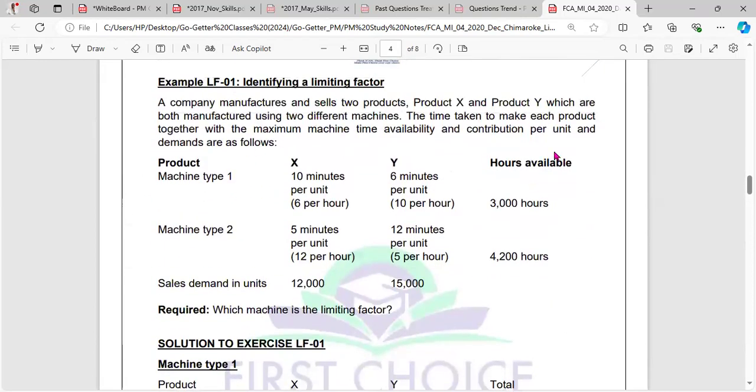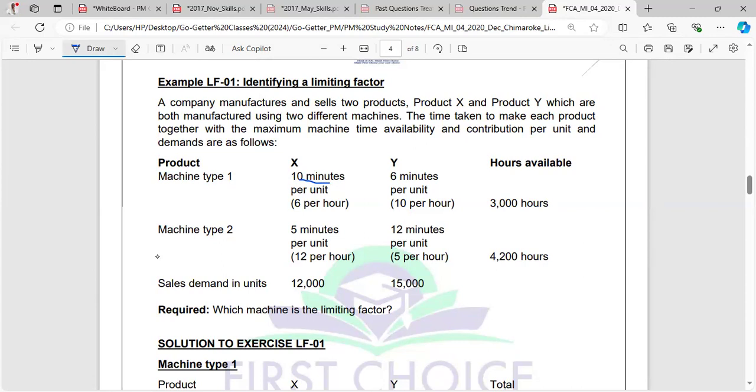A company manufactures and sells two products, X and Y. This is like saying bread and cake, which are manufactured using two different machines. The time taken to make each product, together with the maximum machine time availability, contribution per unit and demand, are as follows. Look at products X and Y. Look at machine type 1. Machine type 1 uses 10 minutes for one unit.